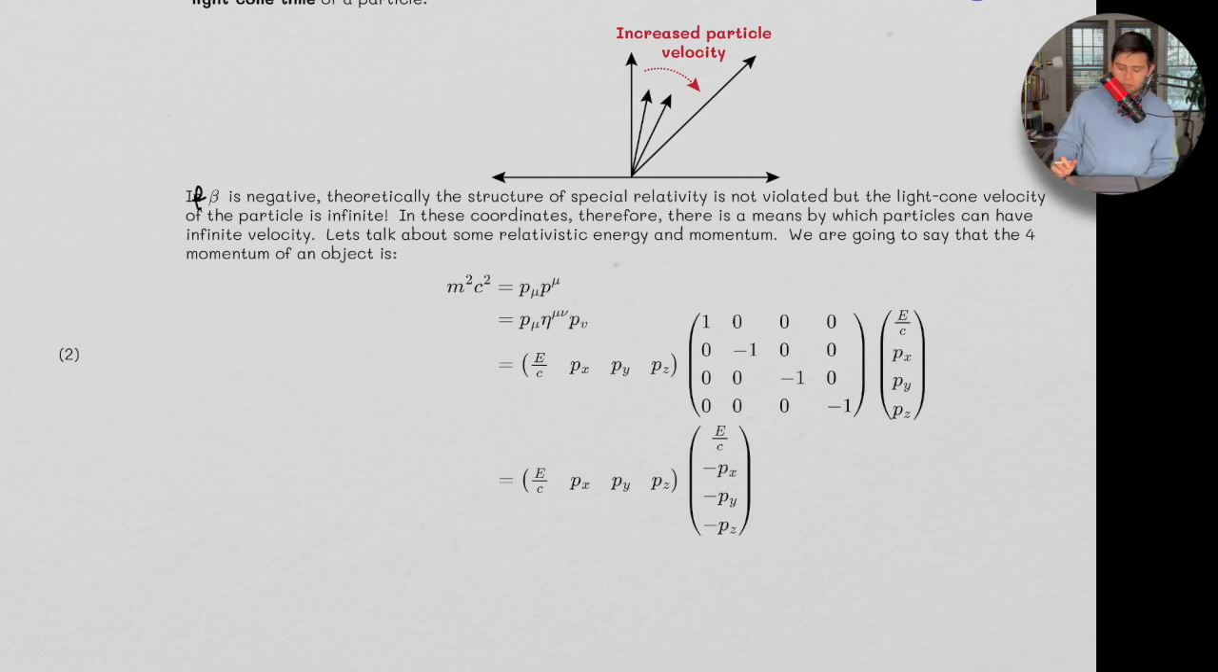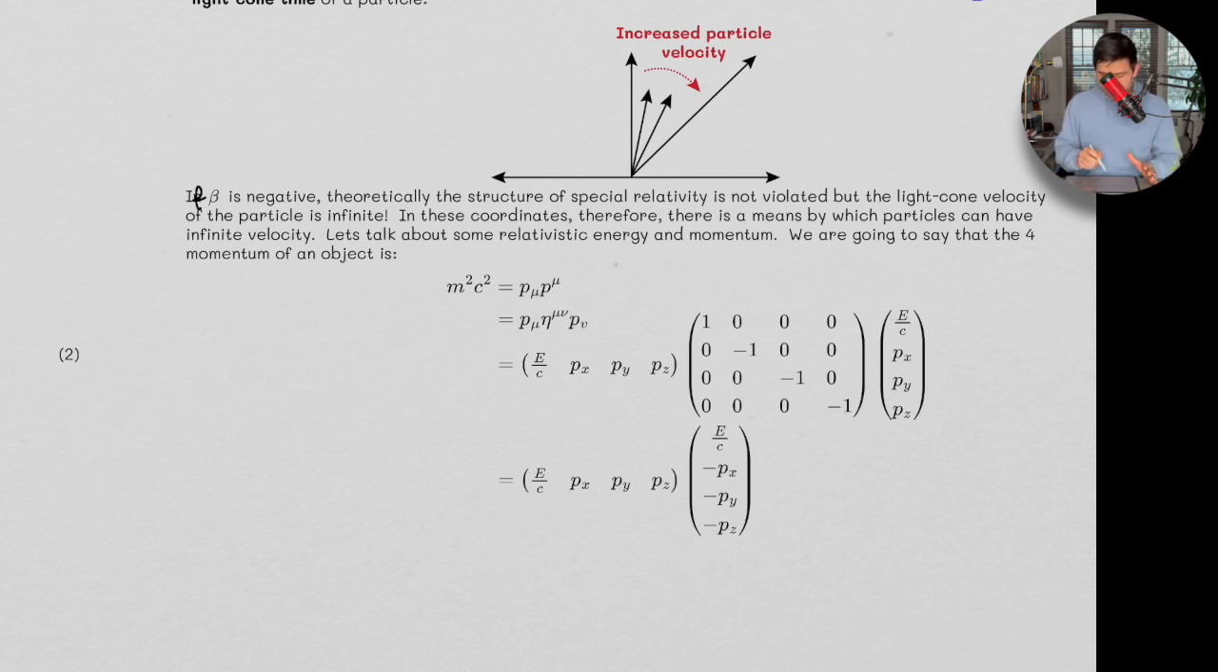So let's talk about some relativistic energy and momentum now, because we haven't talked about that yet. We need to in order to continue. So we're going to say that the four-momentum of an object, now you might have seen this in my quantum field theory playlist as well. We're going to recapitulate it here. I want these playlists to be somewhat self-contained, so I'm going to try to avoid saying refer to my playlist over here. Everything's going to try to be relatively self-contained in this manner.